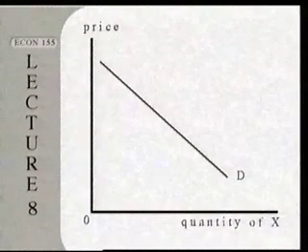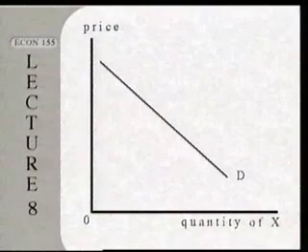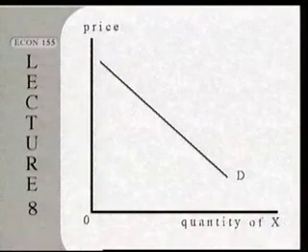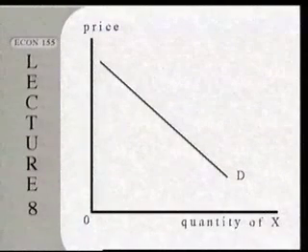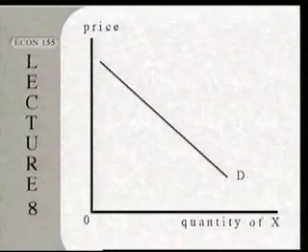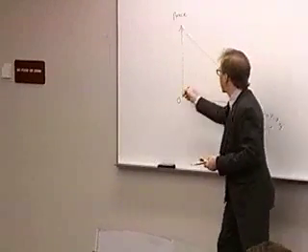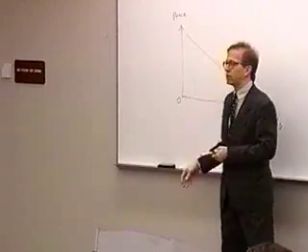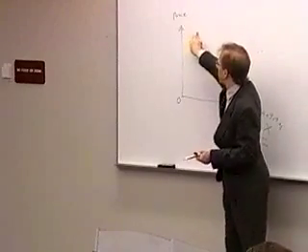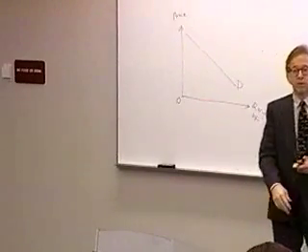Okay? If you'll remember, we said the law of demand tells us that as the price of a product goes up, people buy smaller quantities of it. As the price of a product goes down, people buy larger quantities. And we can see that inverse relationship right here. Higher price, smaller quantity demanded. We're moving up the curve. If the price goes down, quantity demanded goes up.